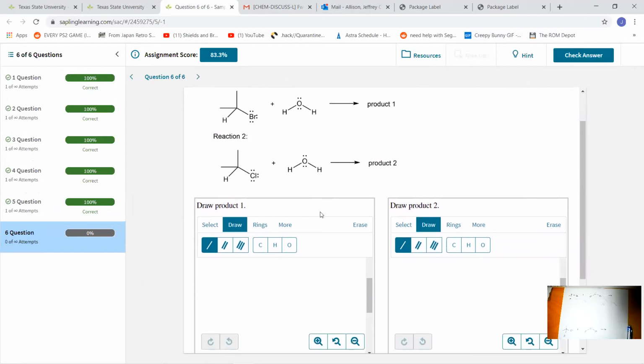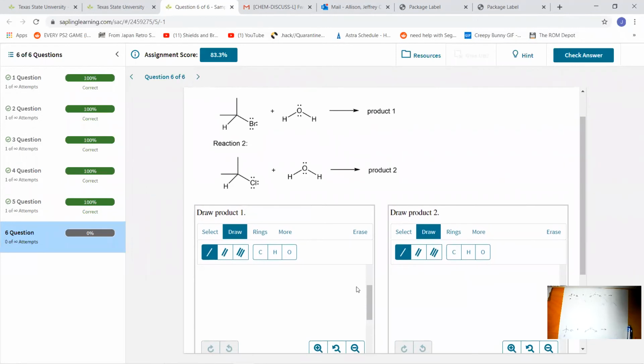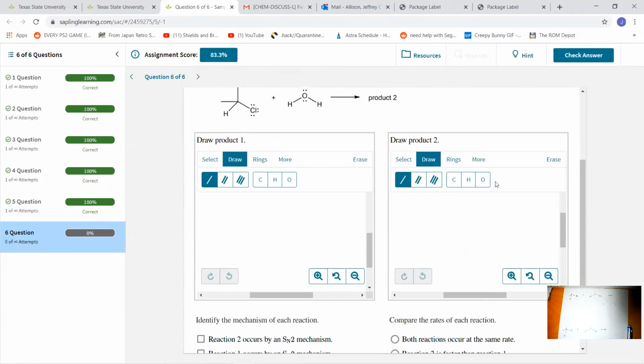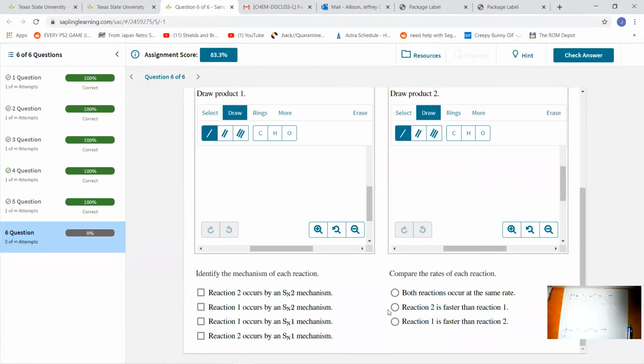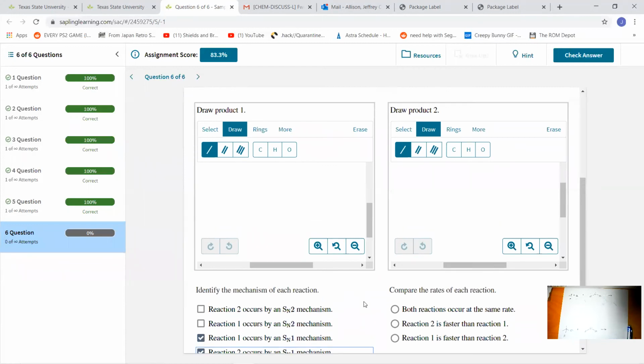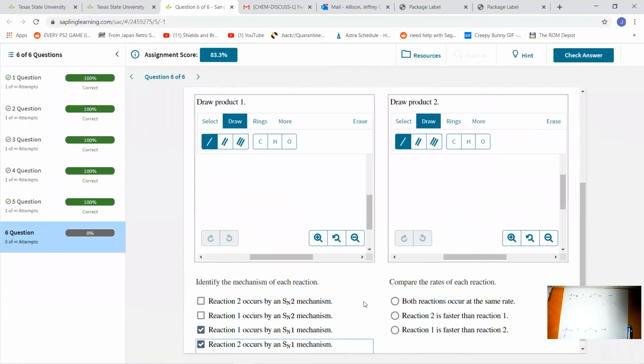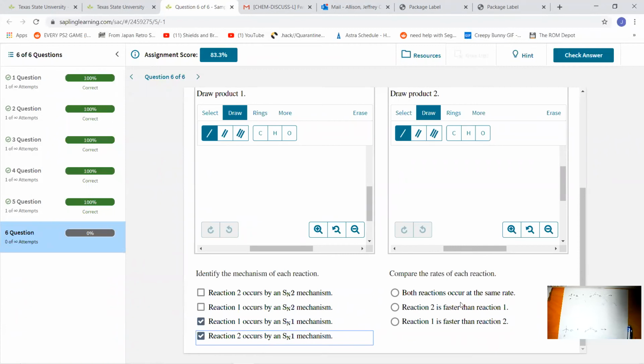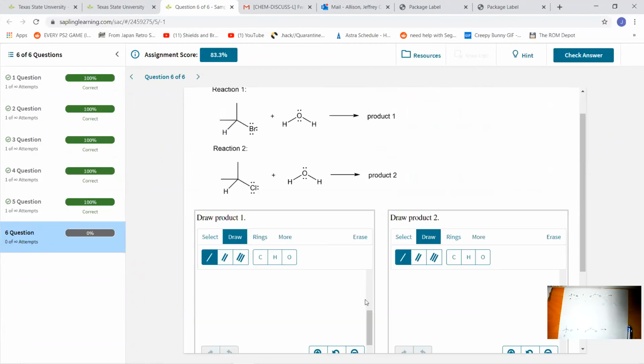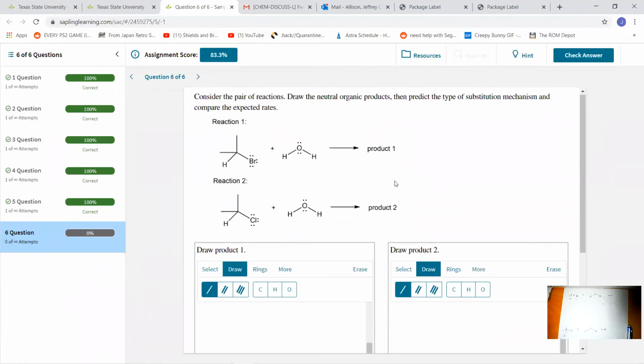So now the products here, we're going to draw those in a minute, but looking down here, there's some additional questions, so don't miss these. So identify the mechanism of each reaction. So what we just concluded is that both of them are going to follow SN1 chemistry, but looking at this, it says, well, which one would occur faster? Will they occur the same rate, or is one faster, or is two faster?